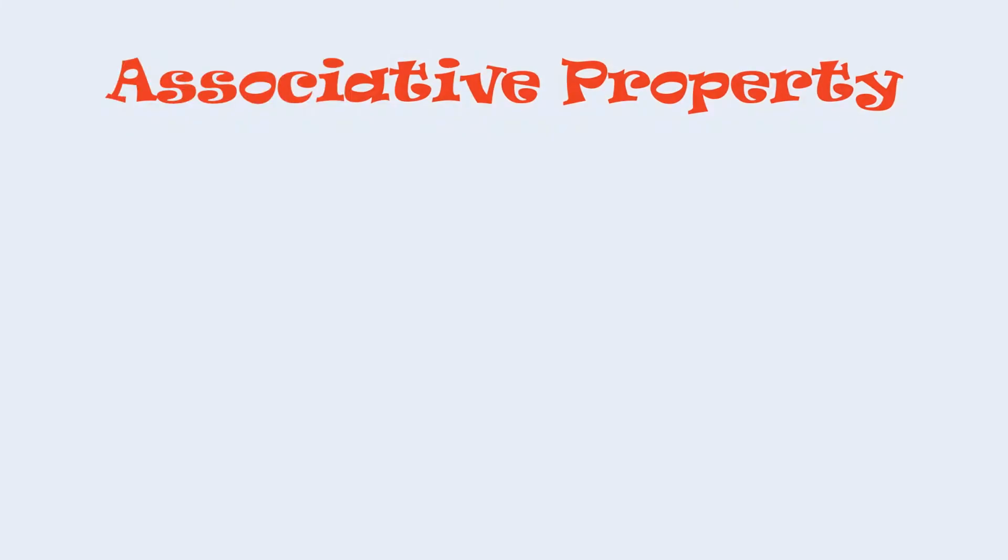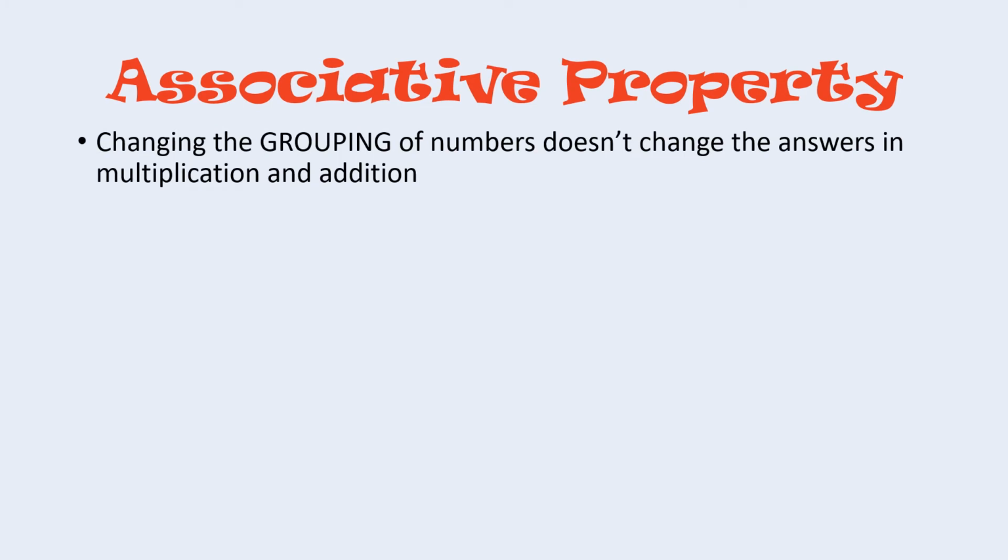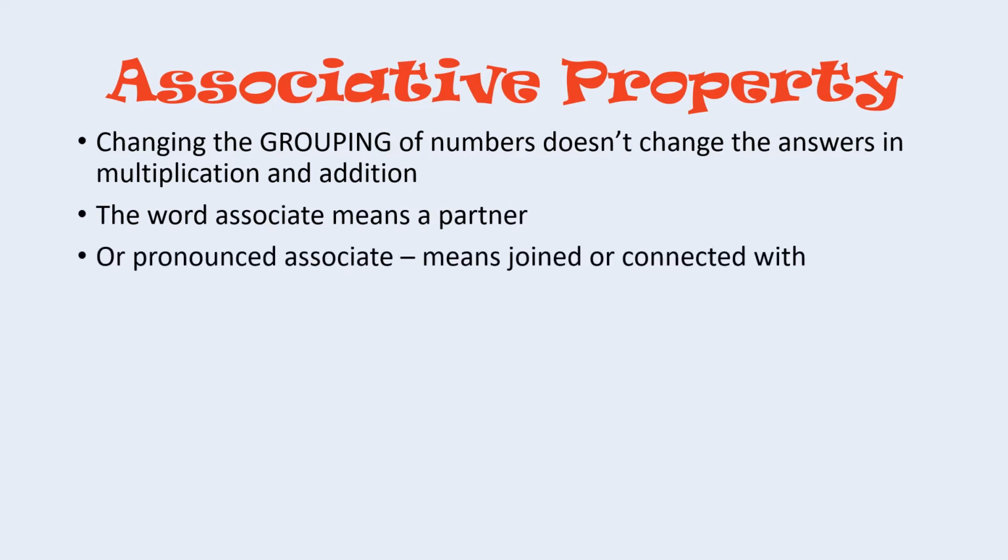Now we're going to talk about another property called the associative property. In this property, we're going to deal with grouping. Changing the grouping of numbers does not change the answers in multiplication and addition. Analyzing the word a little bit, the word associate means a partner, or if we pronounce it associate, it means joined or connected with. So when you think about this, when you're associating with someone, you're kind of putting yourself in a group. Now with math, that grouping, if we're talking about multiplication and addition, is not going to change your answer.